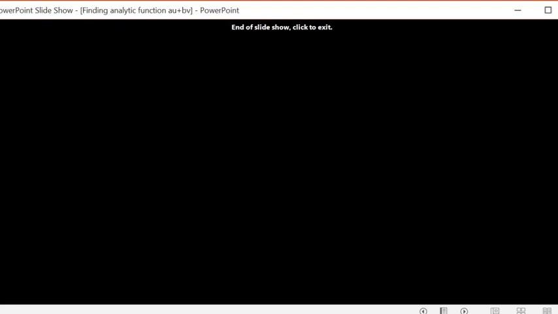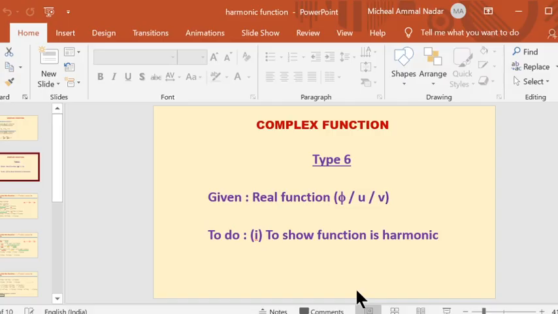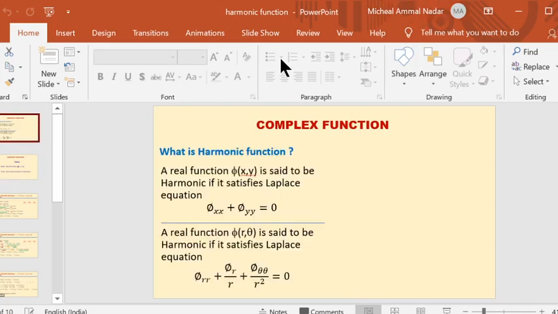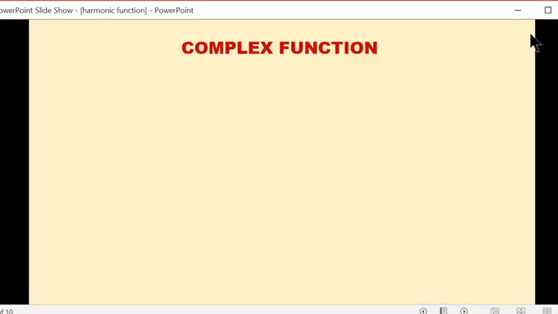Okay, so I hope we have understood this type of problem where we were given a function u plus a into u plus b into v. This type of combination was given to us, and what did we have to find out? The analytic function, that is f of z. Okay, we have seen its procedure. So having understood this, now we will move on to the next type of problem.